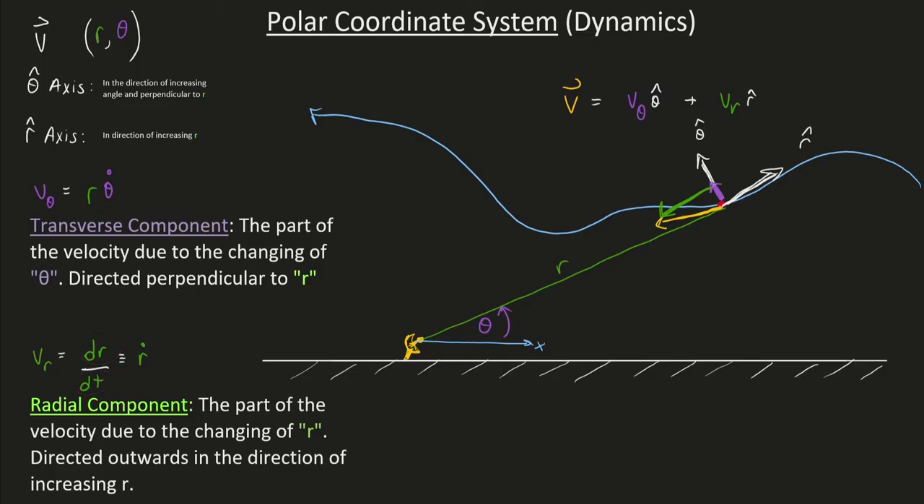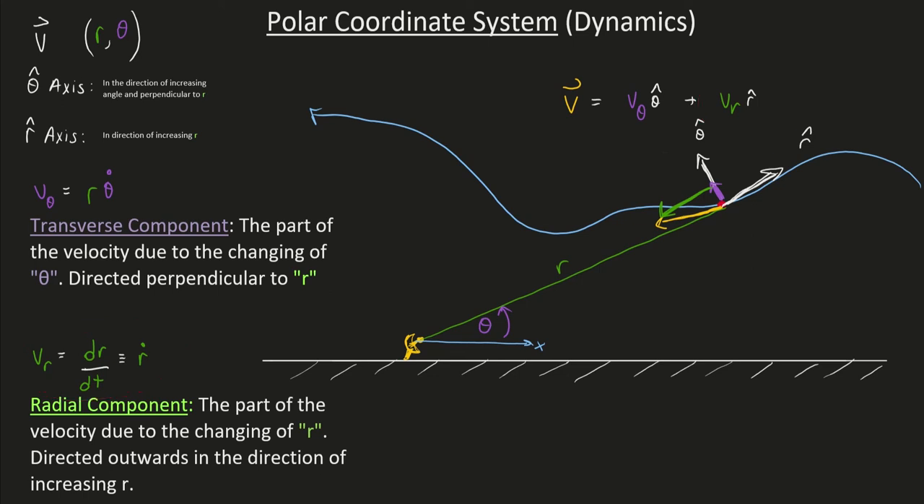So here is velocity in terms of polar coordinates. We can have velocity from our transverse component, which is due to the changing of our angle, and is equal to r times our angular speed, theta dot. And we can have velocity due to the radial component, which is due to the changing of the radius of the particle.